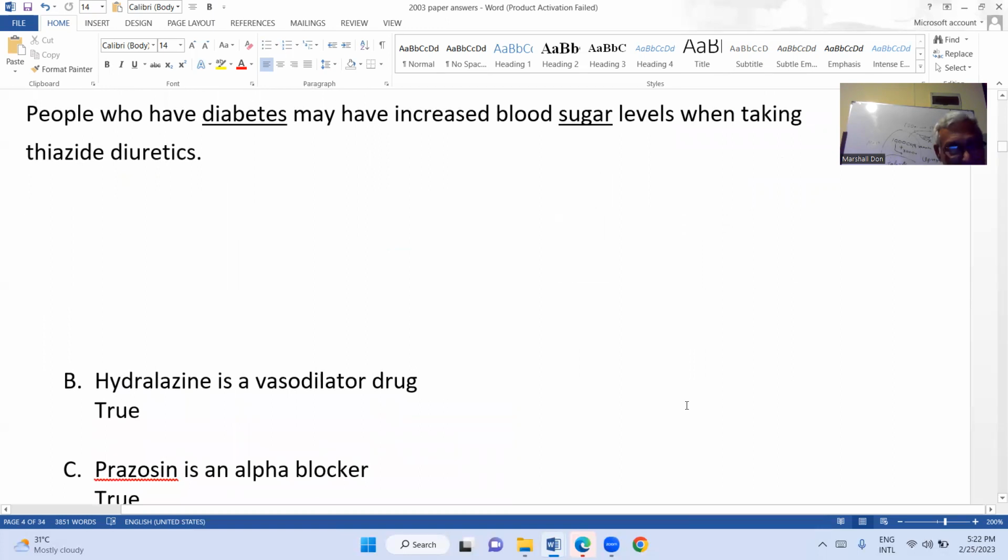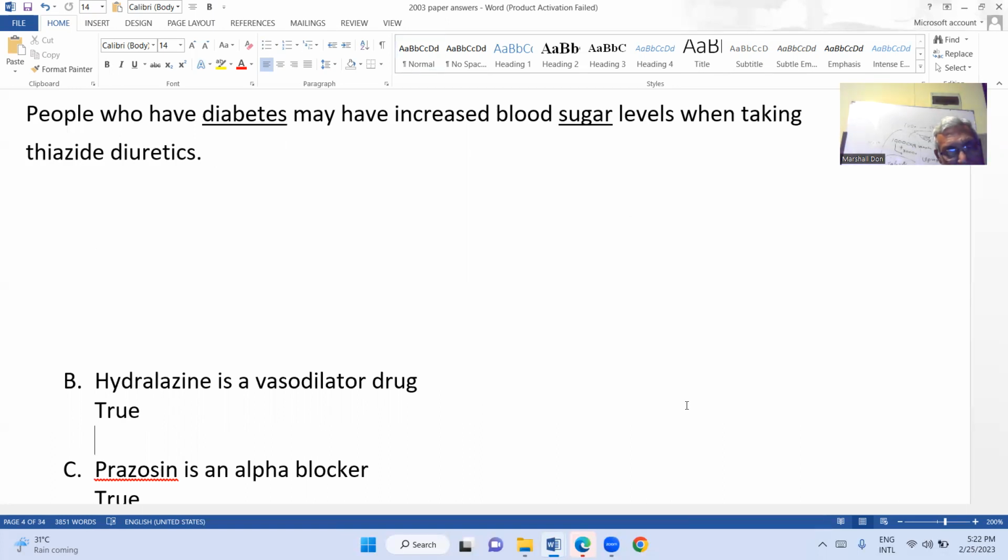Thiazide diuretics alter carbohydrate metabolism. So diabetic patients are not given thiazide diuretics because they will have increased blood sugar levels.